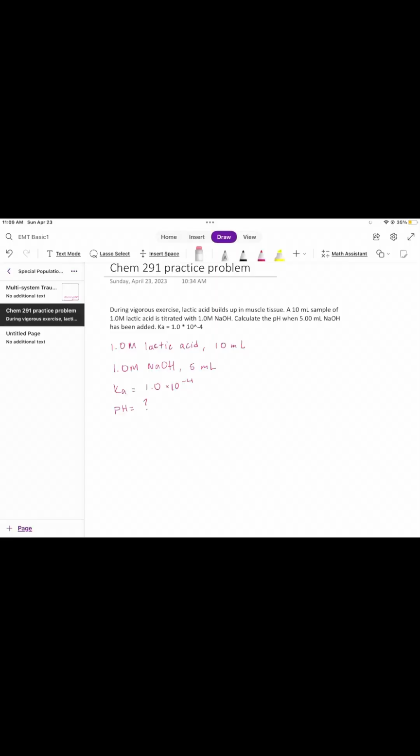And now I will do a sample problem for Chem 102. During vigorous exercise, lactic acid builds up in muscle tissue. A 10 milliliter sample of 1 molar lactic acid is titrated with 1 molar NaOH. Calculate the pH when 5 milliliters NaOH has been added. So first things first, what I like to do is write out all my information so I can see what I have and what I need to look for. So in this case, that's pH.